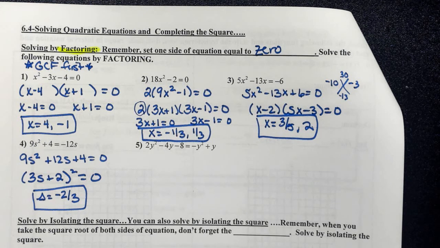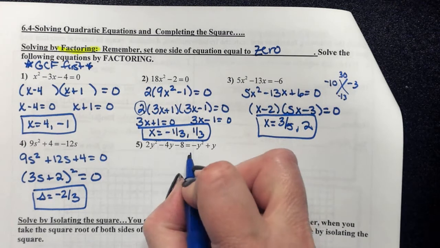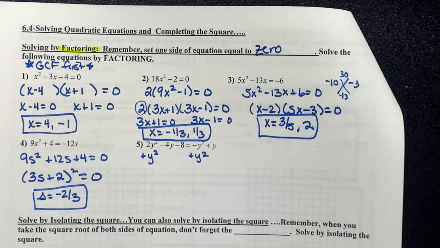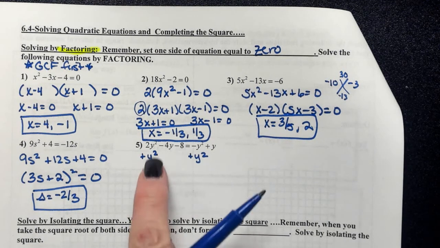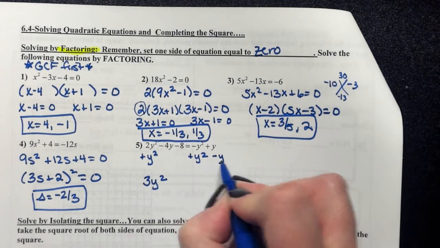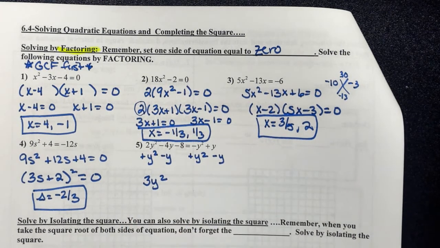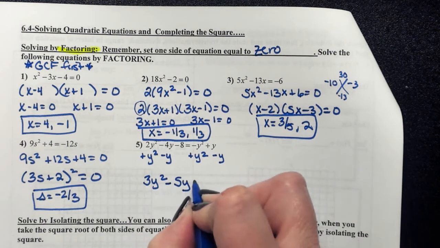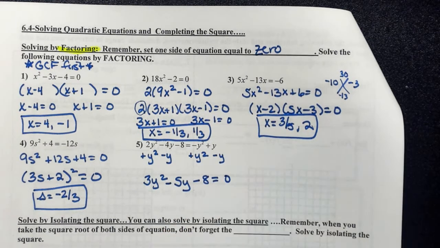So number 5, you're going to have to manipulate and move over a couple terms. So I'm going to have to add y squared. Remember, you can only add y squared to another term that has a y squared in it. So 2y squared plus y squared is a 3y squared. Then I'm going to subtract y, and again, I can only subtract y from a term that has a y in it. So negative 4y minus y, be careful of your signs, that's going to be a negative 5y. Minus 8 is equal to 0.